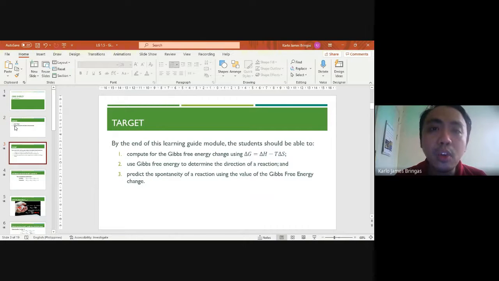For this lesson, we aim to achieve the following target outcomes. By the end of this learning guide module, the students should be able to: 1. Compute for the Gibbs free energy change using delta G equal to delta H minus T delta S. 2. Use Gibbs free energy to determine the direction of a reaction. And 3. Predict the spontaneity of a reaction using the value of the Gibbs free energy change.